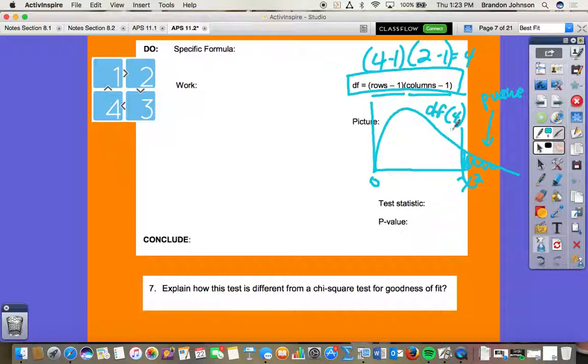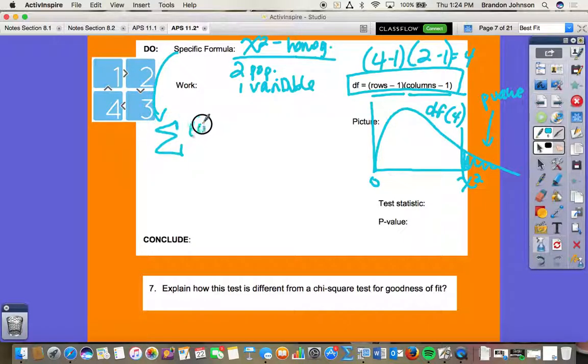Okay? Now the do phase, remember that this is a chi-square test of homogeneity. Homogeneity here. The reason why is because we have 2 populations, 1 variable. Okay? When we have 1 and 1, that's the GOF of chi-squared. Okay? Now the specific formula is still the specific formula of old. We have the sum of the observed minus the expected squared divided by expected. That's important. We put that.